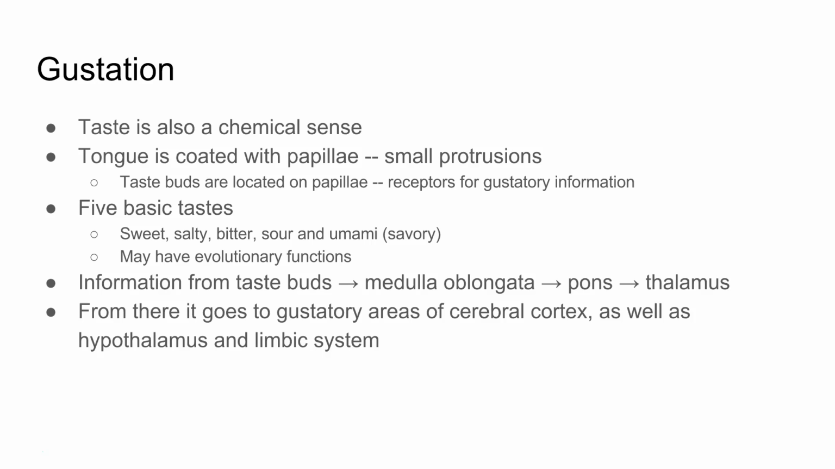The next we'll look at is the sense of taste or gustation. It's also a chemical sense. And so the way we'll look at it again, from sensation to perception, is that your tongue is coated with papillae. And those are small little protrusions. It's like the bumps that you have on your tongue that you can see. And on those papillae are taste buds. And taste buds are your receptor cells, essentially, for gustatory information. That is information associated with taste. And you have 5 basic tastes: sweet, salty, bitter, sour, and umami, or savory.